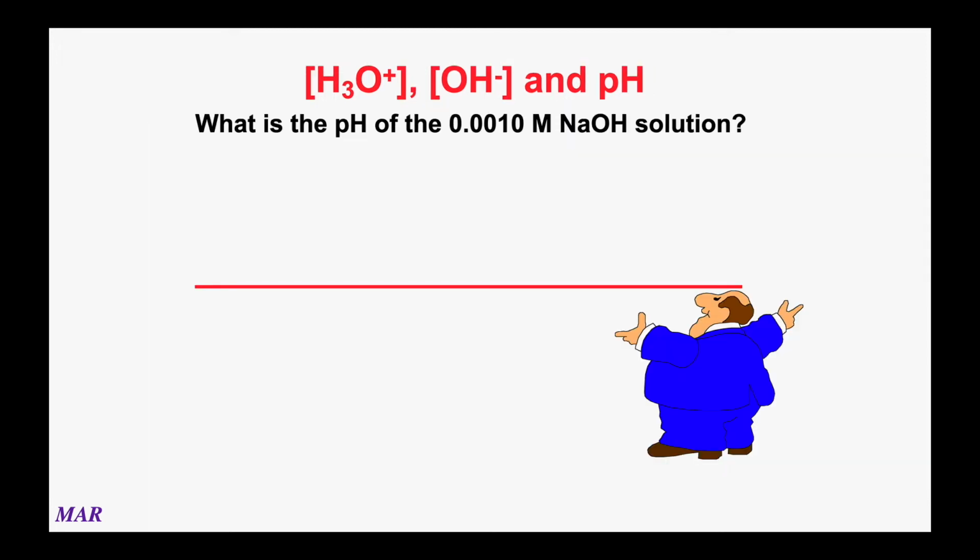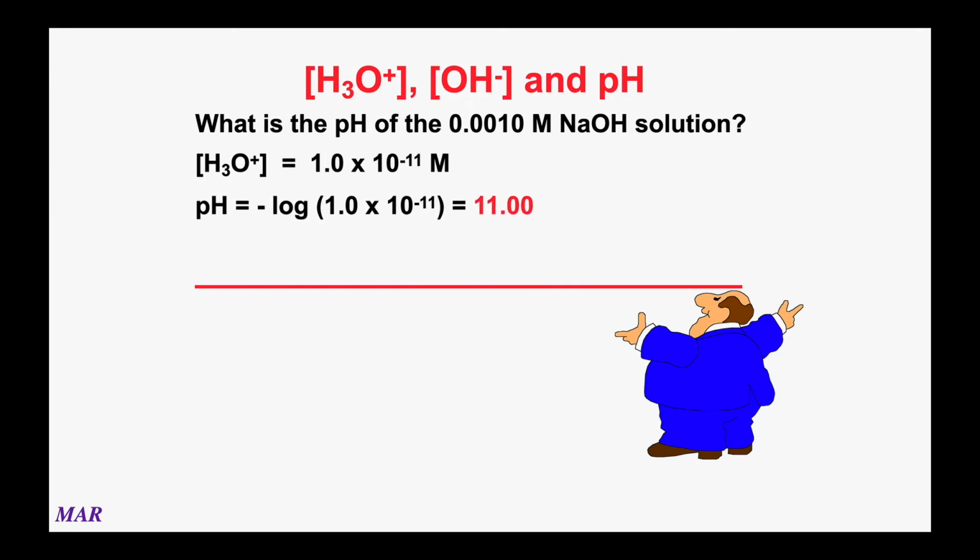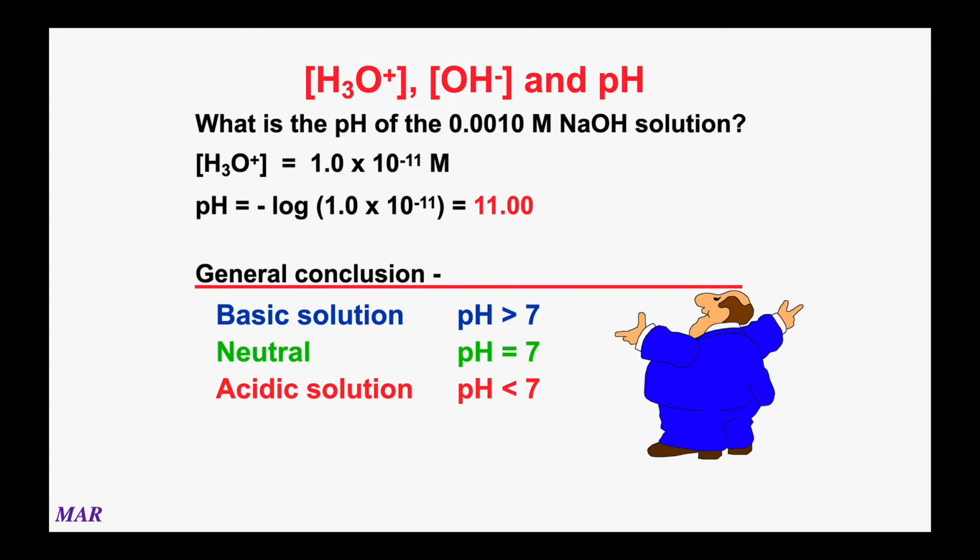The 0.0010 molar sodium hydroxide solution, we can calculate the pH, and what the heck, let's do that. We saw the hydronium was a 10 to the minus 11th number, so pH equals minus log of 1.0 times 10 to the minus 11th. This pH comes out to be 11.00. And again, pHs that are larger than 7 are the ones that are going to be basic. So basic solutions, first of all, will have a pH larger than 7.